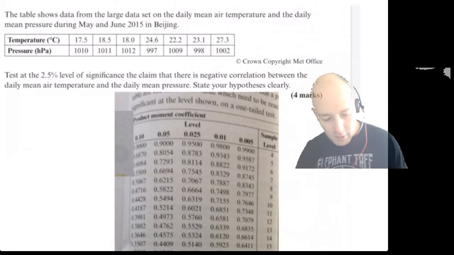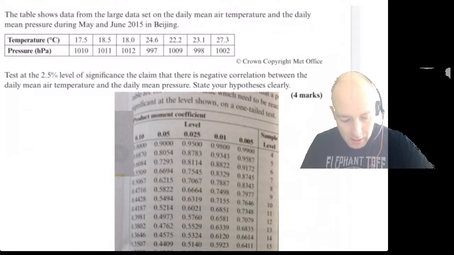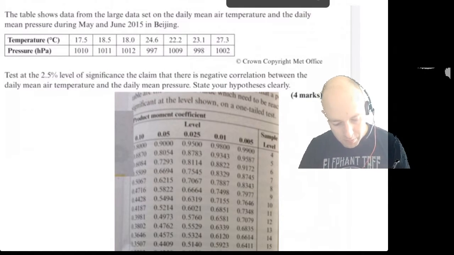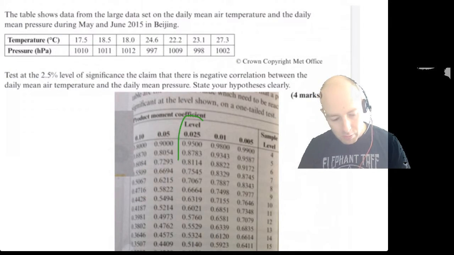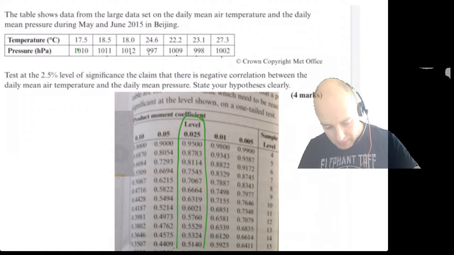Cool. Right, let's give this one a go. 2.5% is going to be our test level. So let's look for 2.5%, which is here in the middle. We've got 1, 2, 3, 4, 5, 6, 7 values. So we're on the 7% sample size.